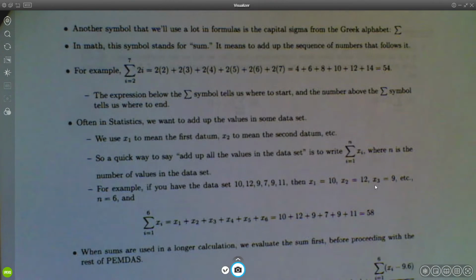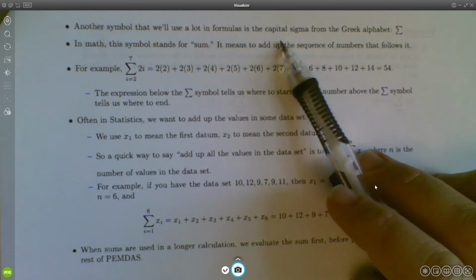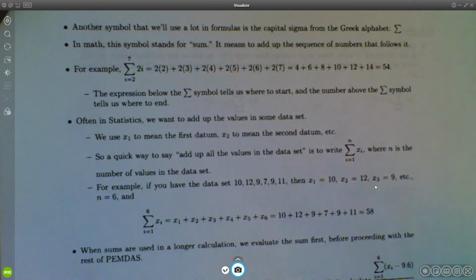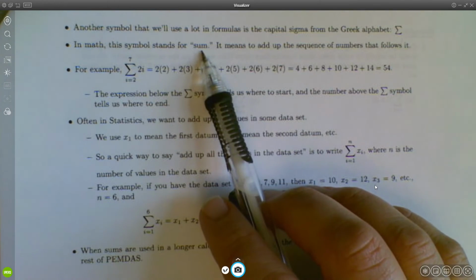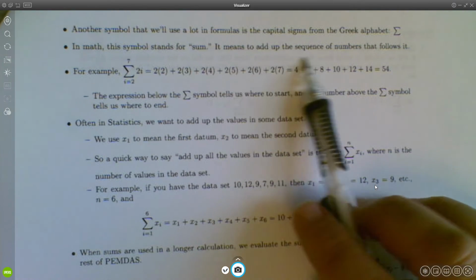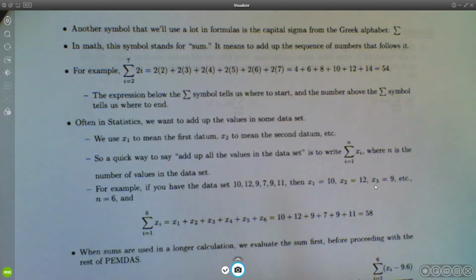So let's talk about sigma notation next. All right. So another symbol that we use a lot in formulas in statistics class is the Greek letter sigma. It's a capital sigma, and it looks like this. You may have seen this on like fraternities and sororities and stuff, but it's a capital sigma. In math, this symbol stands for sum. It means that we need to add up the sequence of numbers that follows that symbol.